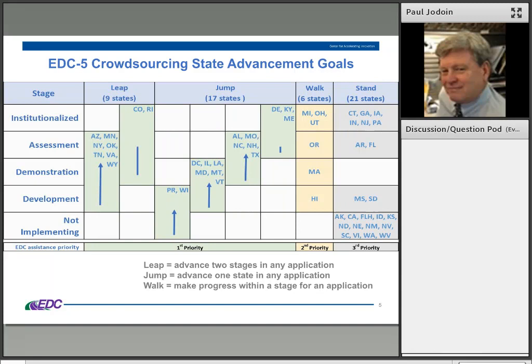So this is just sort of who signed up and where states want to end up at the end of this 2-year Every Day Counts period. So you can see 9 states want to make a big jump from a development stage to the assessment stage.